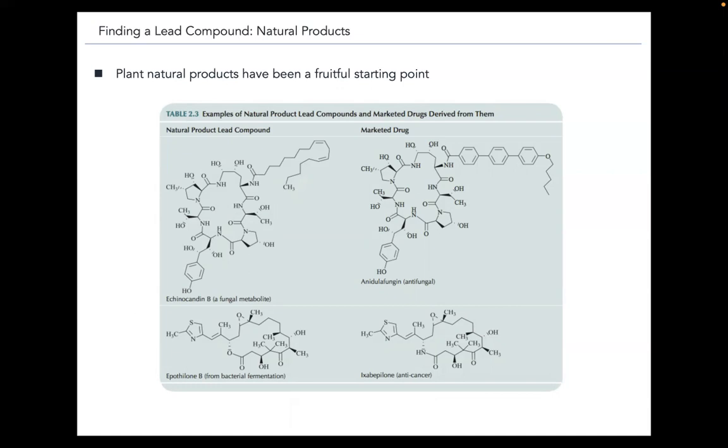But that's a whole different type of course to teach. Ultimately, usually there's not a ton of modification to natural products, and usually the natural products are used on their own if they're going to be used.